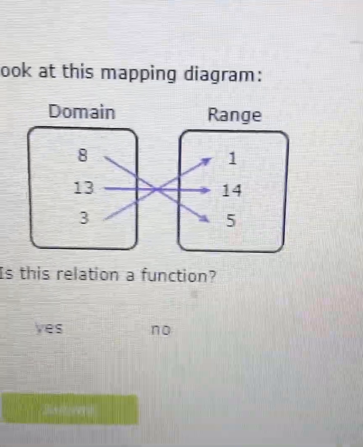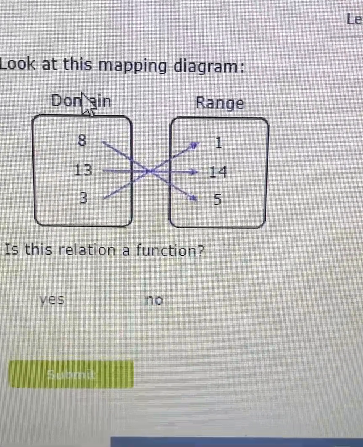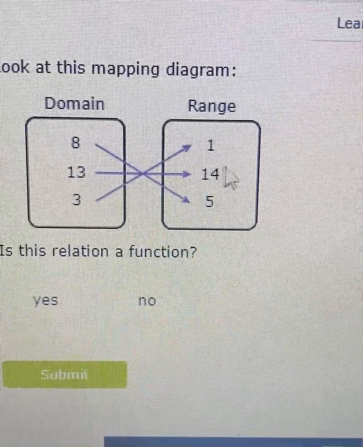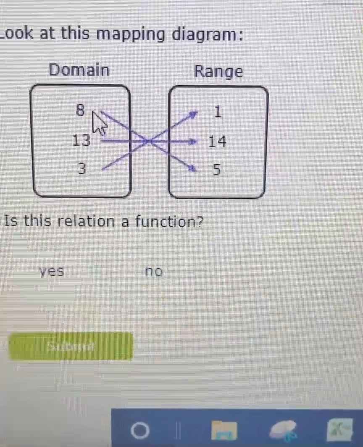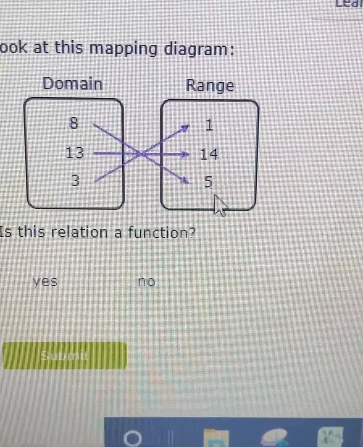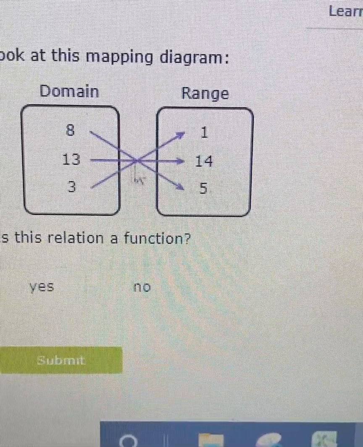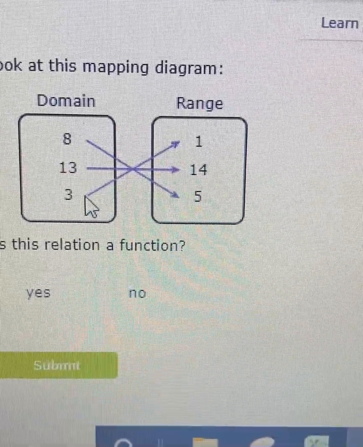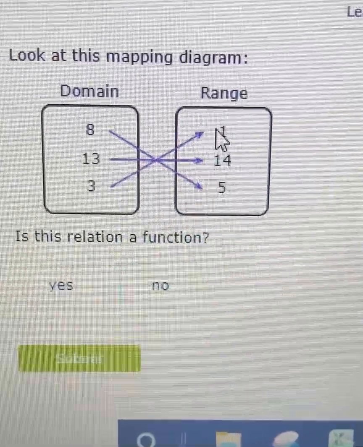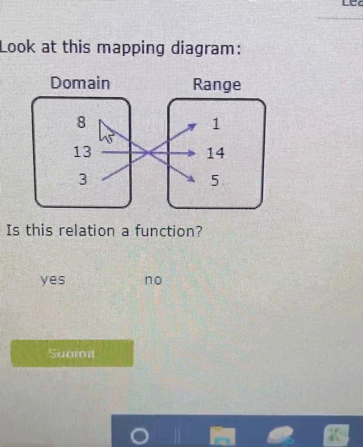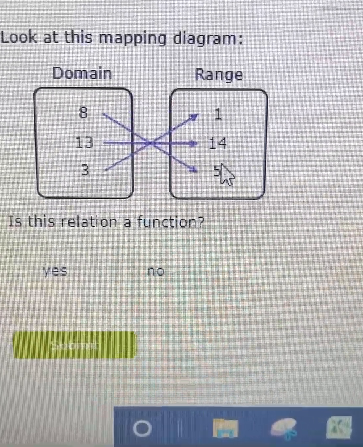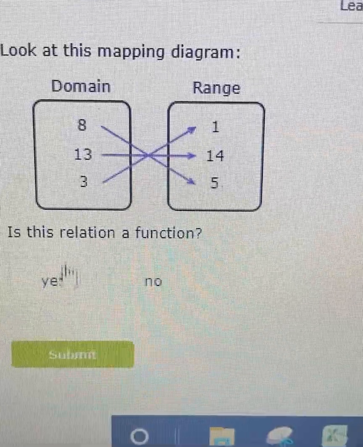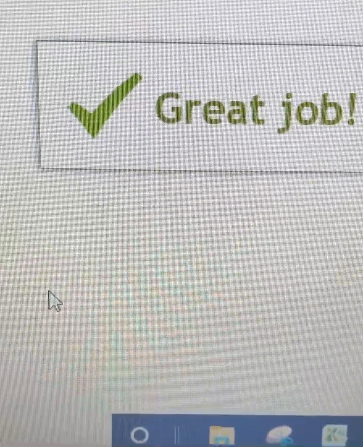Now, this is domain. Another name for domain is your x, range is your y. So basically what they're saying here is there was a function, and when you put 8 in, you got out 5. When you put in 13, you got out 14. When you put in 3, you got out 1. So each one of those domains or x values gives you one value. One input, one output. So that is a function.